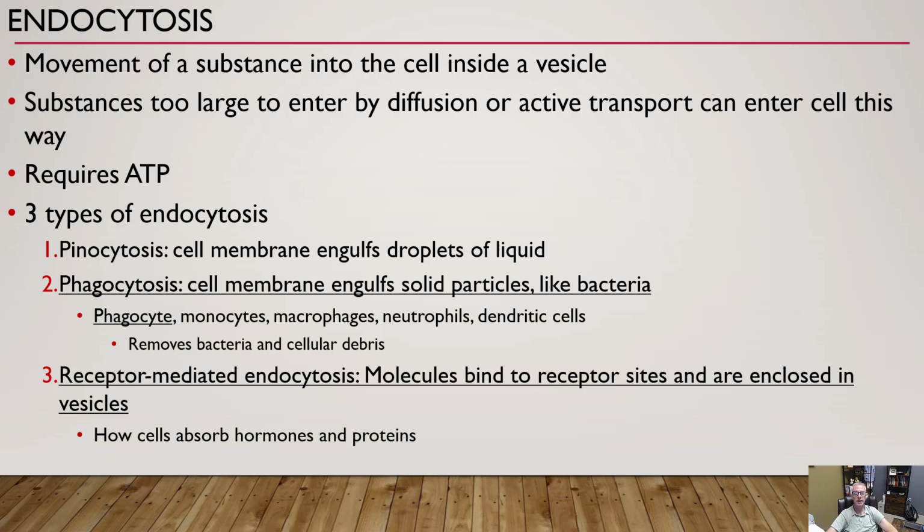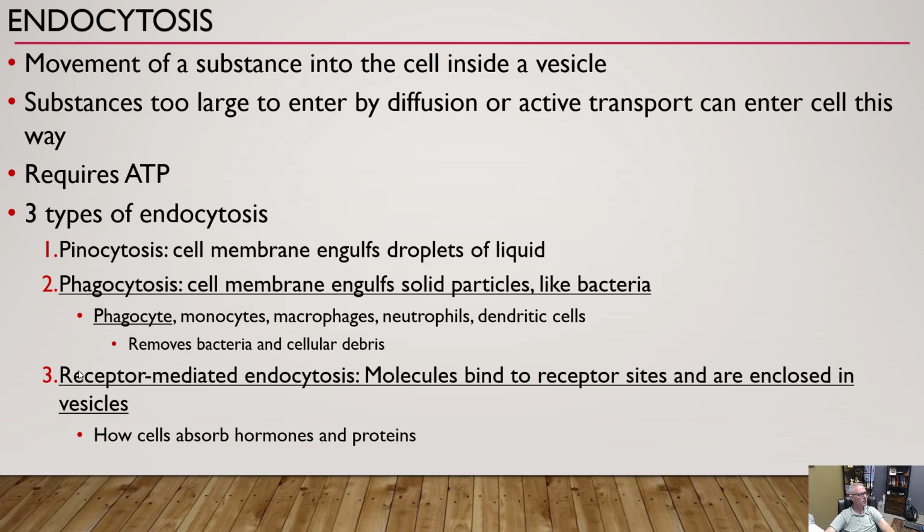molecules. We have 3 types of endocytosis. We have pinocytosis, phagocytosis, and receptor-mediated endocytosis. Pinocytosis, cell drinking. Phagocytosis, cell eating. Receptor-mediated endocytosis is basically how cells eat with a receptor, or how cells bring in hormones, proteins, larger molecules. But we have to have receptors in order for those cells to engulf those hormones and proteins.